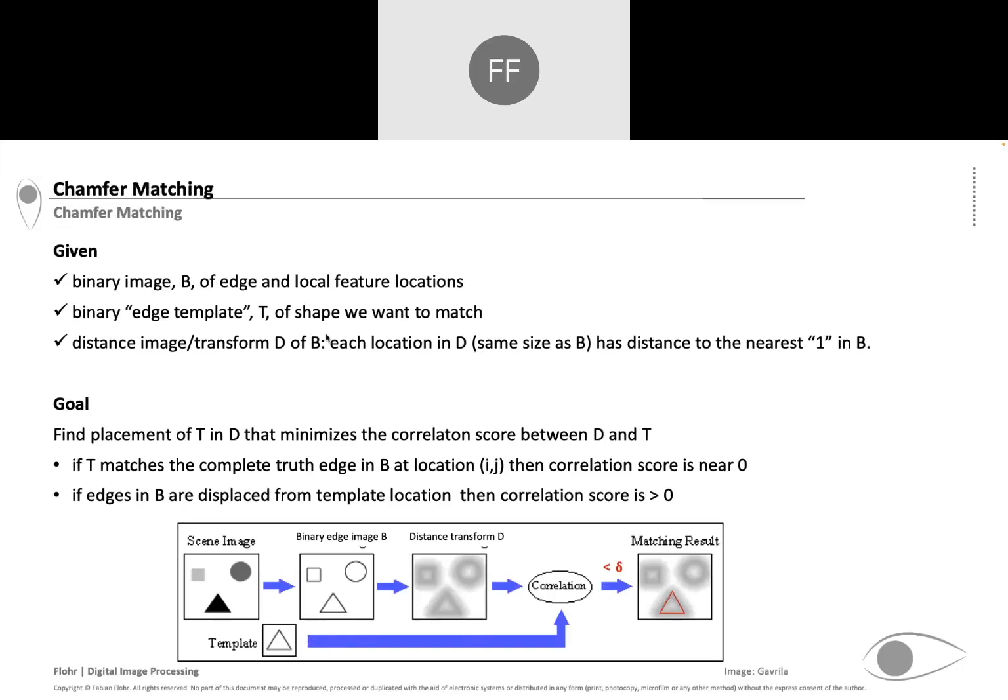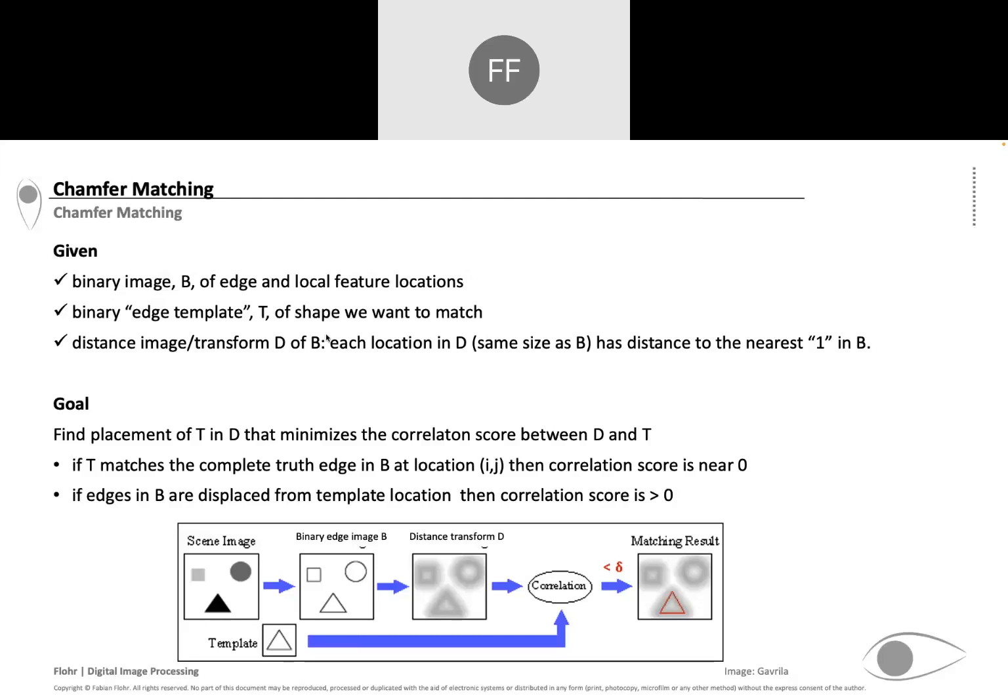So what can you do with that now? We have our binary image B of edges and local features. We have our template T, which is also binary, which represents our template here. So we have basically our template as a binary representation, and we have also our image as a binary representation by the edges. We take the distance transformation of this binary image, and then we do a correlation between our binary template and our distance transformed image, and we can match our template by taking the correlation between the template and the distance transformed image.